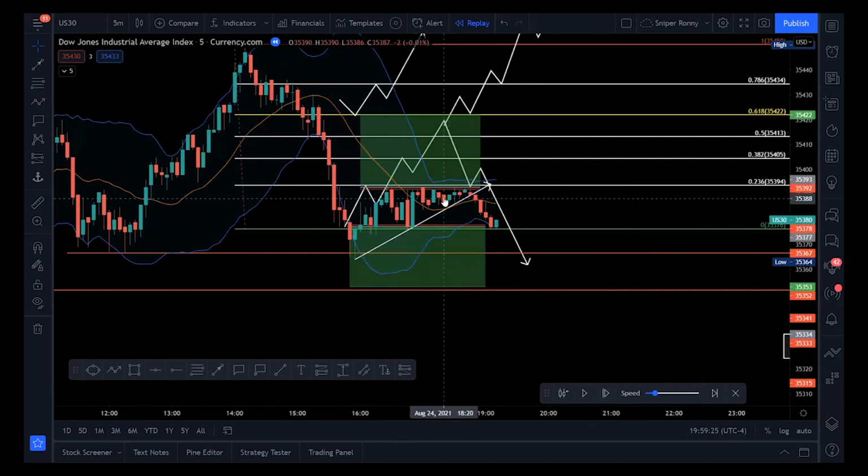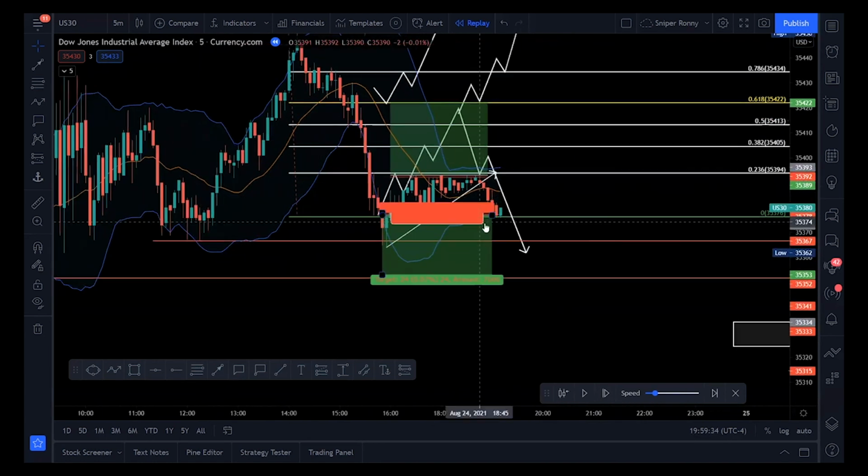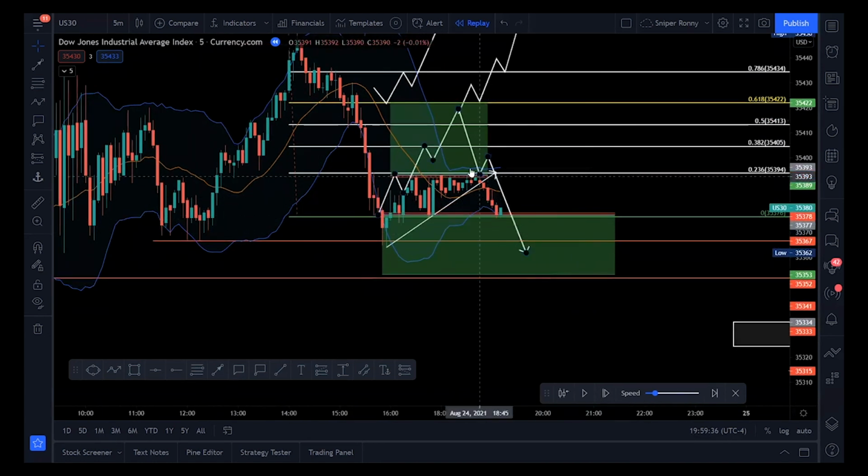Okay, so you see how we don't get it yet. We were forming an ascending triangle, ready for that buy, but it didn't happen. They're still holding it down. Okay, so maybe a sell order down here is coming into play.